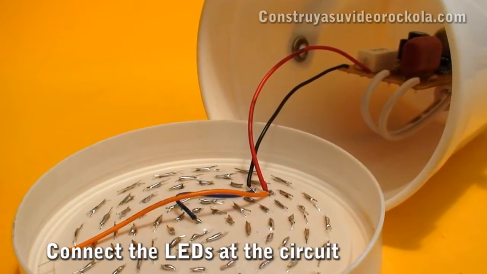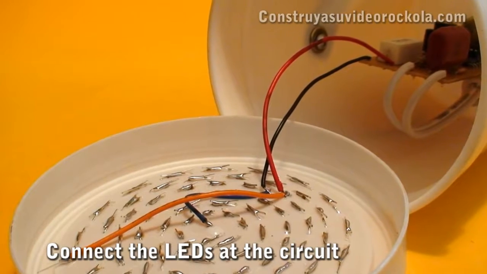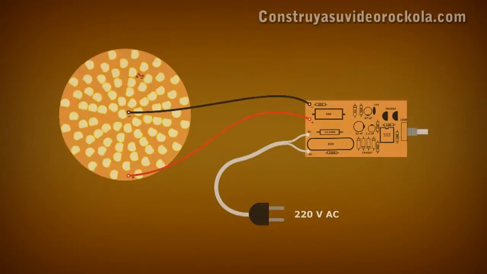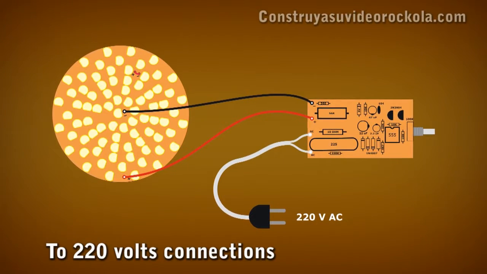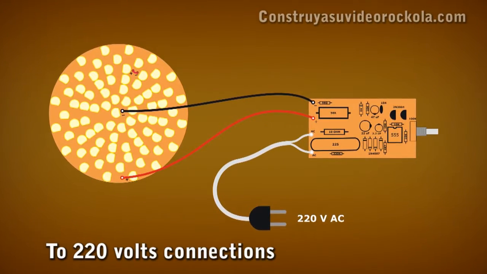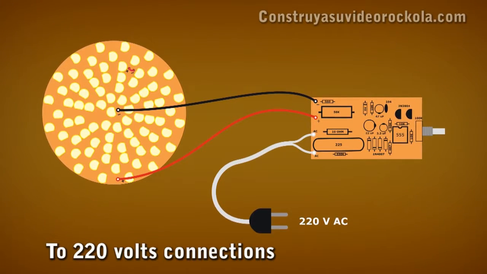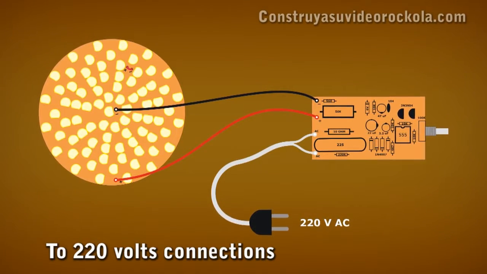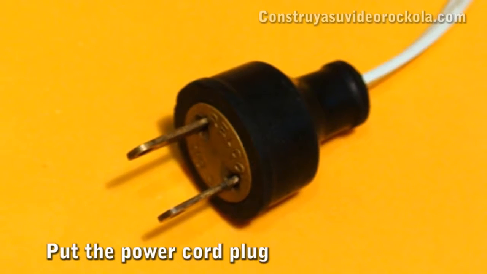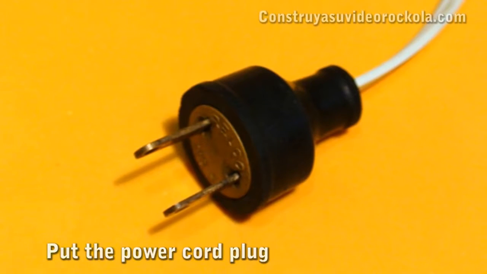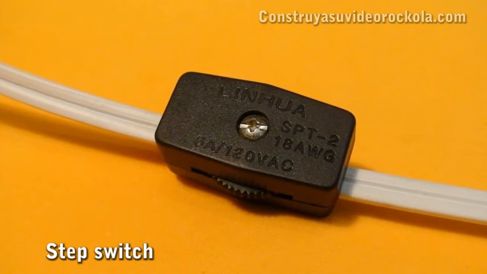Connecting the LED panel with the oscillator circuit. The connection shown is for a supply of 120 volts. If in your country the utility voltage is 220 volts, all 80 LEDs should be placed in series, and the additional wires joining the two parallel series removed. Only two wires will go from the oscillator circuit to the LED panel. In the end, we put on the power cord plug. We place a switch to turn our strobe on and off.